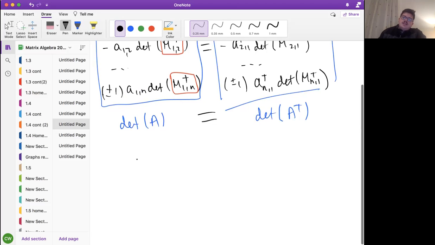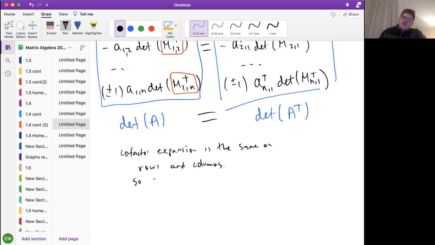So another way of seeing this is that cofactor expansion, it's kind of the general idea, cofactor expansion is the same on rows and columns. So you'd expect the transpose to behave the same, to have the same determinant.